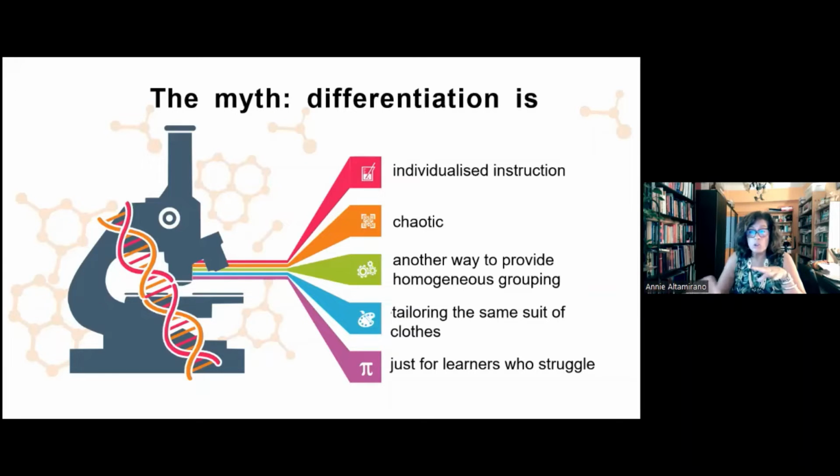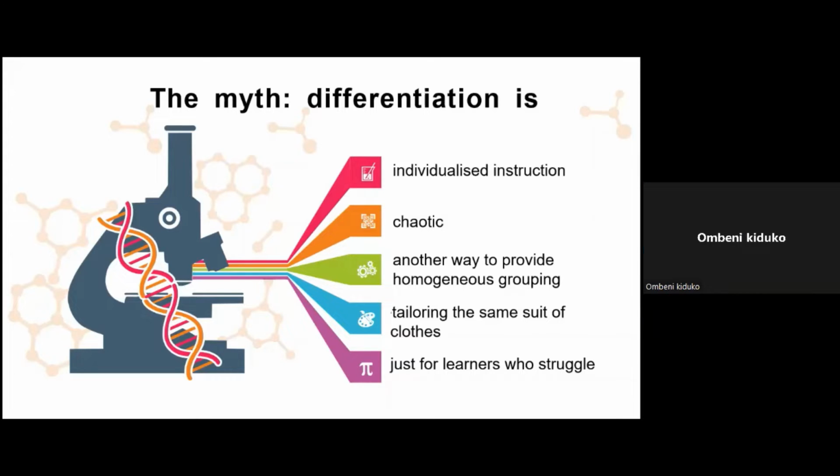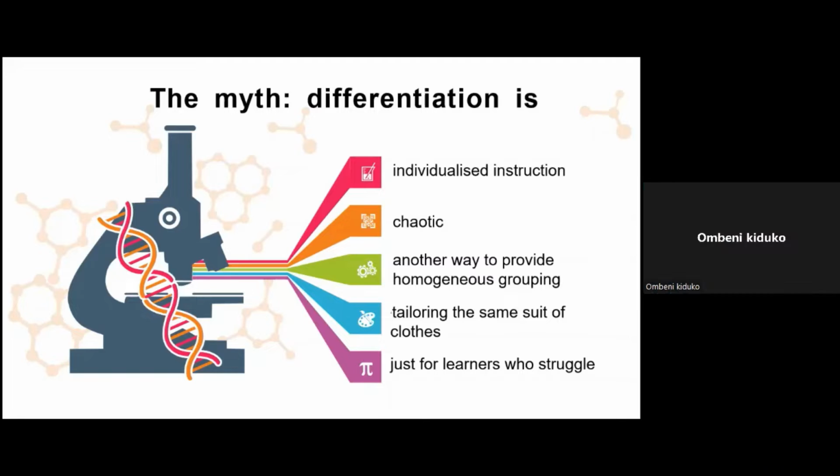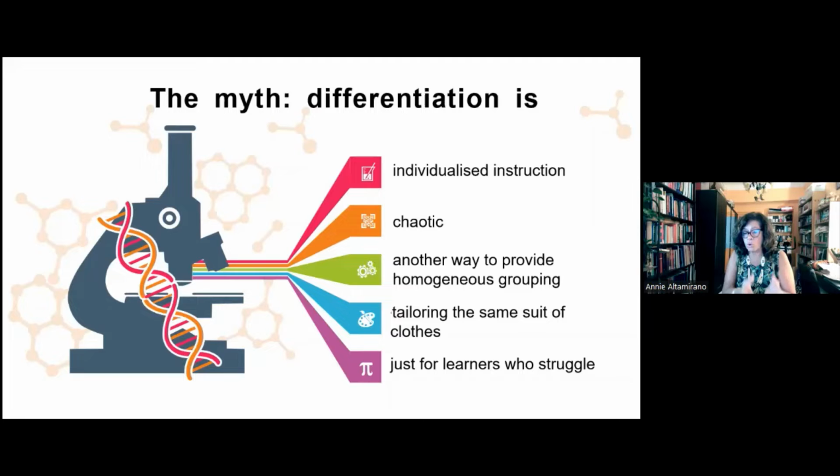Also, it is not another way to provide homogeneous grouping. That is, flexible grouping accommodates students who are strong in some areas and weak in others. And the goal is to have students work with a variety of peers and with tasks that are designed to draw on the strengths of all the group members, but also to shore up students' areas of need.